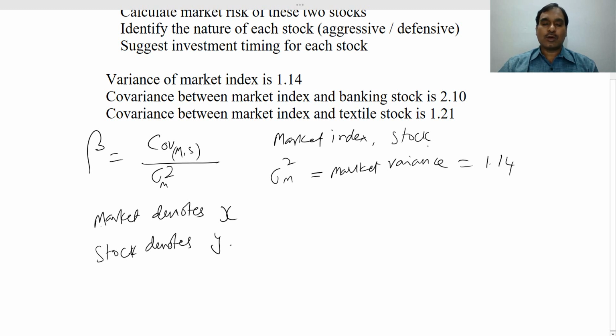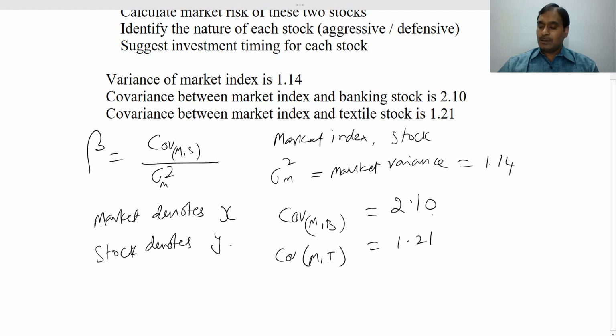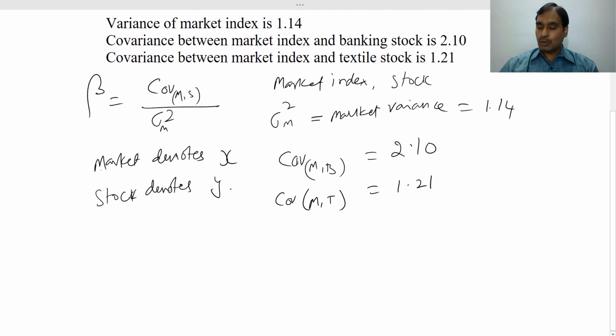Whereas for the two stocks we have, each stock has a different covariance. The covariance between market and banking stock equals 2.10, whereas the covariance between market and textile stock is 1.21. So now, based on this, we will calculate the beta.